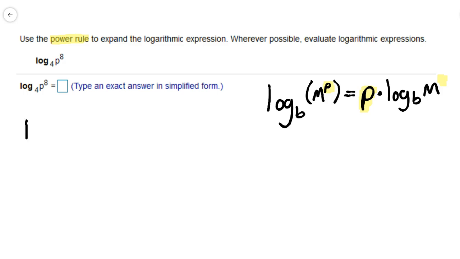So in our example, we have log base 4 of p to the 8. So notice that inside the log we have p to the 8th, something to a power. So applying the power rule, we're going to take that 8 and multiply it times the log.